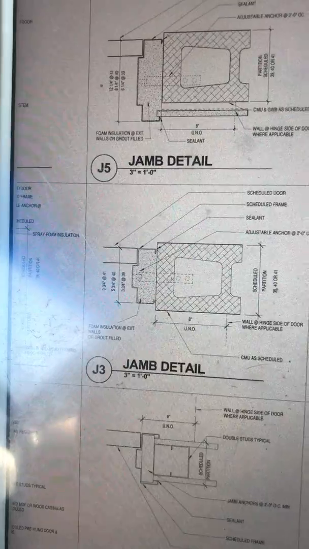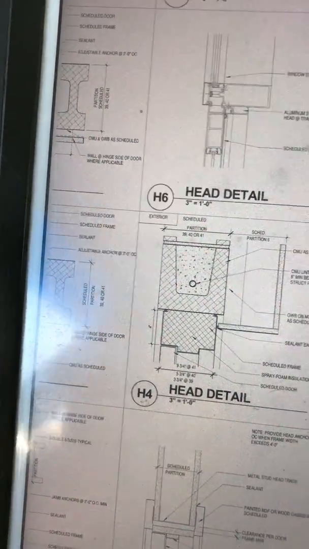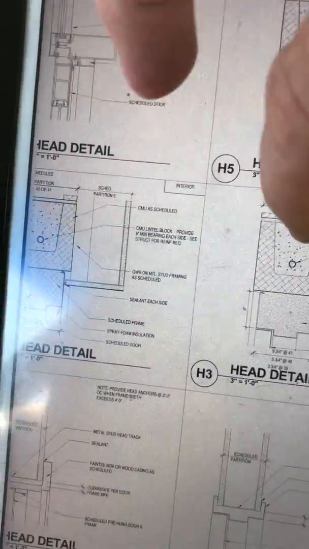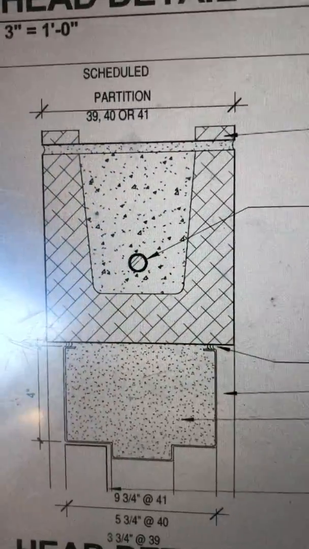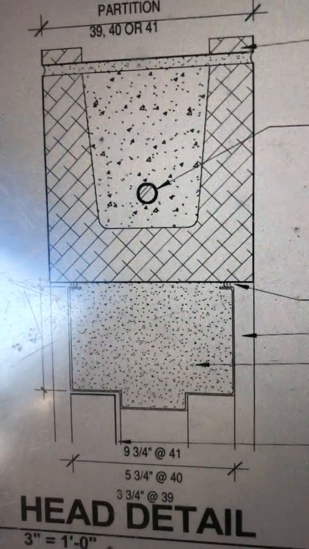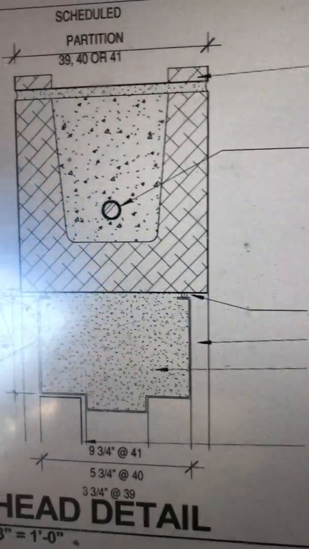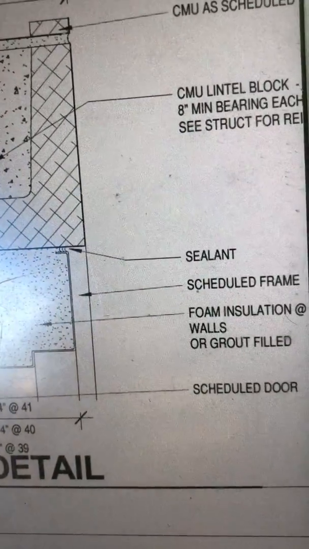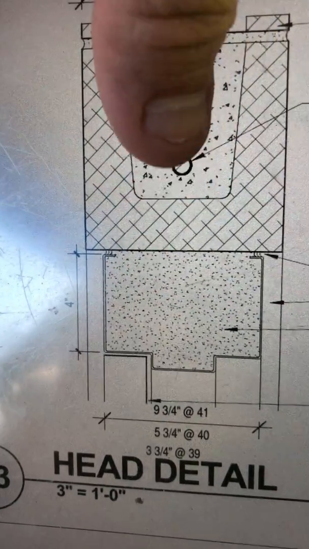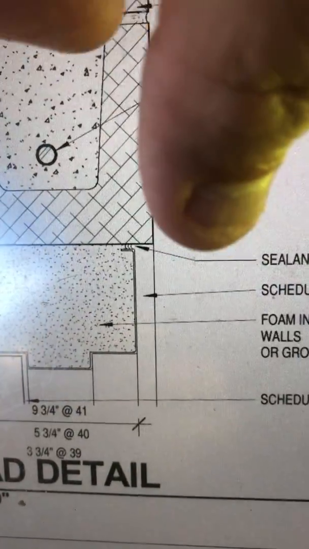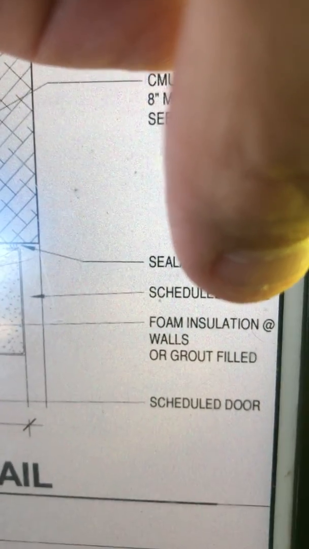Now, let's go to head. Head detail. H3. Here we go. Head detail. That tells me that the door's centering up. There's that little joint again. They're going to put sealer there, and foam insulation. Also, look. See right there, we usually fill this up with mortar. It's actually calling for foam insulation.